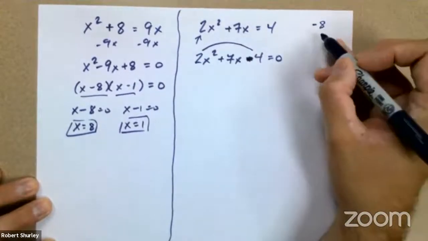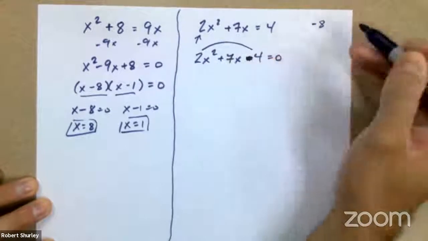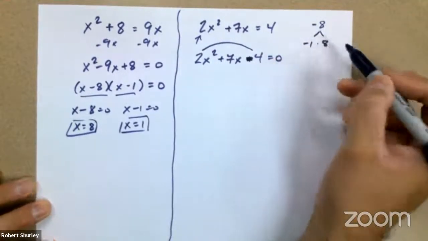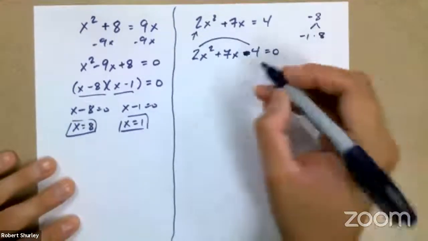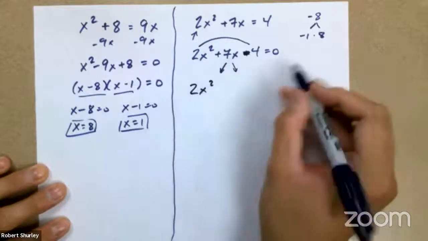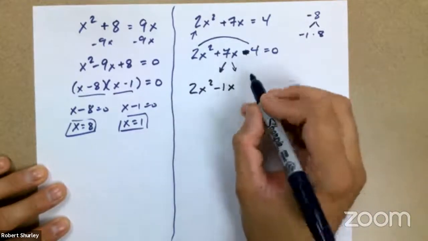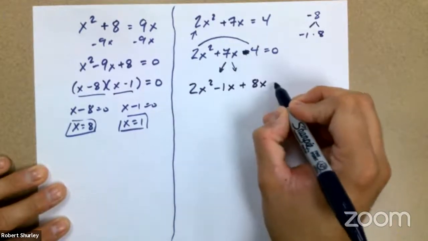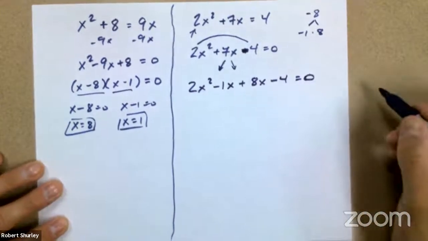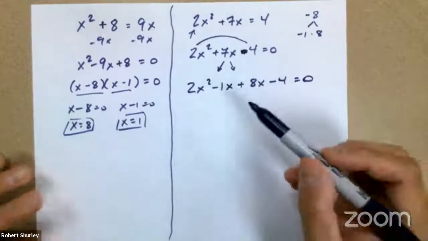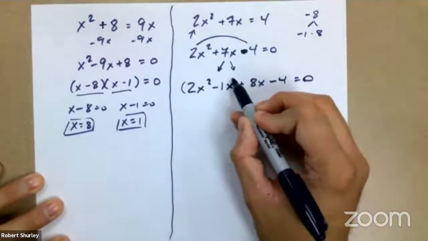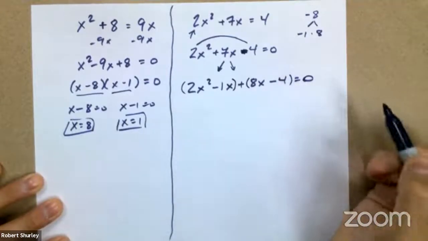We have to think, what 2 things multiply to give me -8 that add up to +7, right? Well, that's -1 times 8, right? Multiplies to give me -8, adds to give me +7. I'm going to break apart that 7. 2x squared minus 1x plus 8x minus 4 equals 0, right? And then you had to have 4 terms to do factor by grouping.